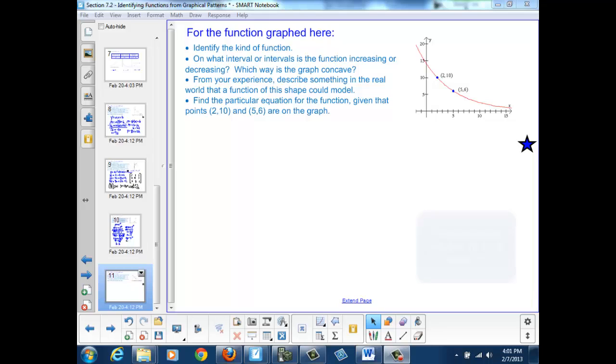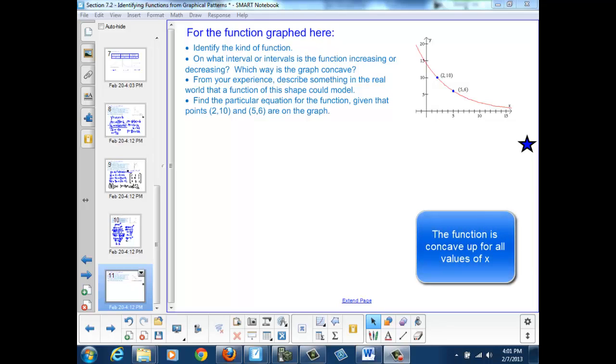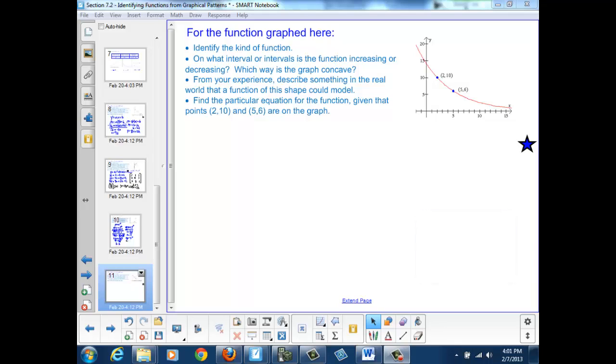In which way is the graph concave? This graph is concave up. Something in the real world that a function of this shape could model, something that decreases exponentially, could be any radioactive isotope, which has a half-life.